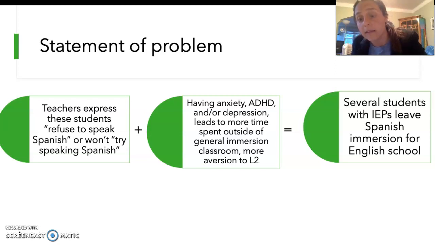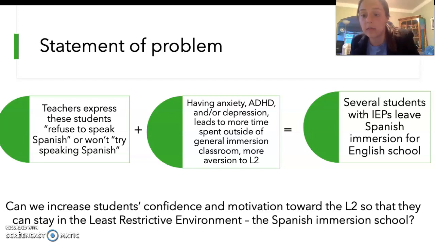So I've seen this result in the problem of several students with IEPs actually leaving Spanish immersion for English schools, which has made me wonder, are we doing everything that we can to keep students in the least restrictive environment, which in this case would be the Spanish immersion school? A question I ask myself is, can we increase the students' confidence and motivation towards the L2 so that they could actually stay in a Spanish immersion setting?